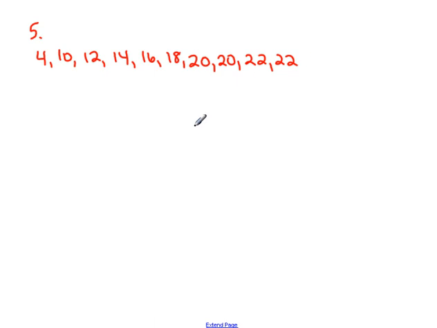Question 5. The scores of 10 students on a math quiz were given, and you see the list on your paper: 4, 10, 12, 14, 16, 18, 20, 20, 22, and 22. Tracy's score was 16, so here's Tracy's score. What is her percentile rank? And what quartile is she in? Okay, so those are the two questions.